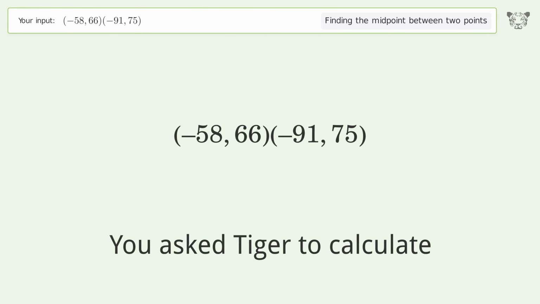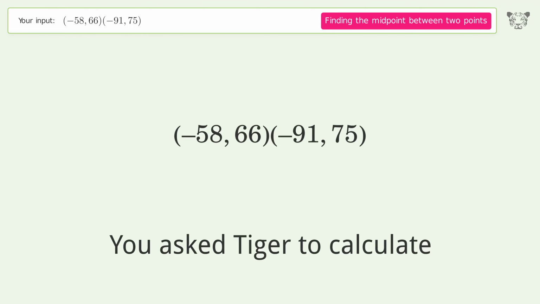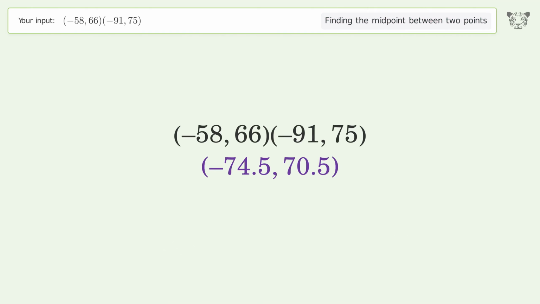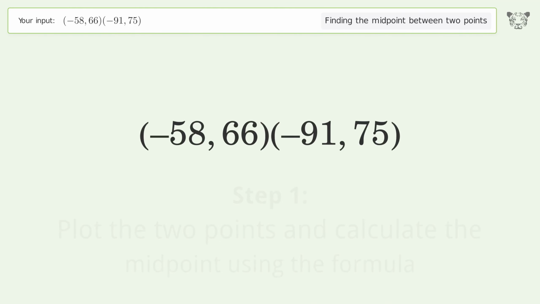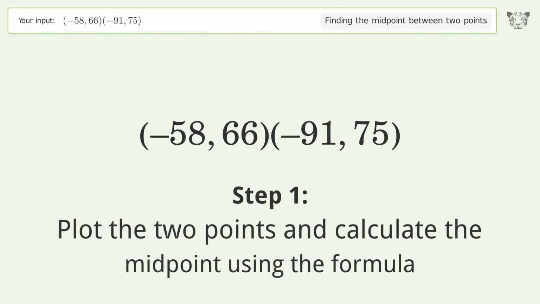You ask Tiger to calculate. This deals with finding the midpoint between 2 points. The midpoint between the 2 points is negative 74.5, 70.5. Let's solve it step by step. Plot the 2 points and calculate the midpoint using the formula.